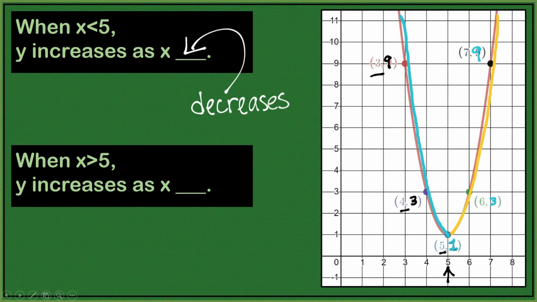So while the y's are increasing, what's happening to the x's? Well, the x's are going from 5 to 6 to 7. So as the y's are increasing, the x's are also increasing. So the answer to the question, when x is greater than 5, y increases as x increases.